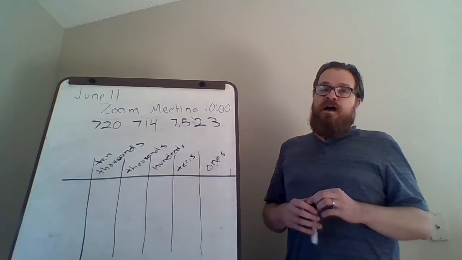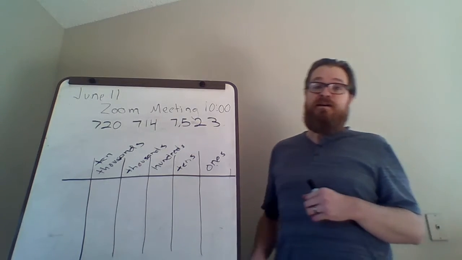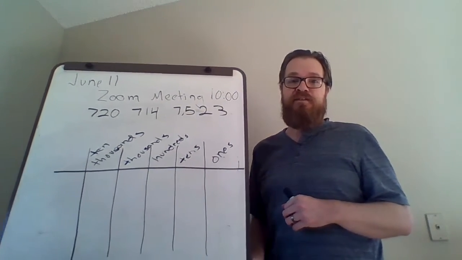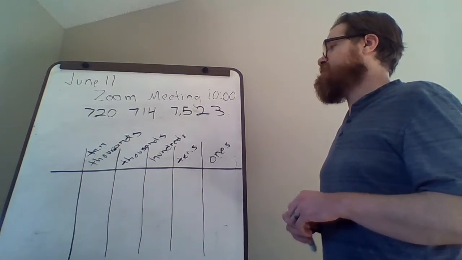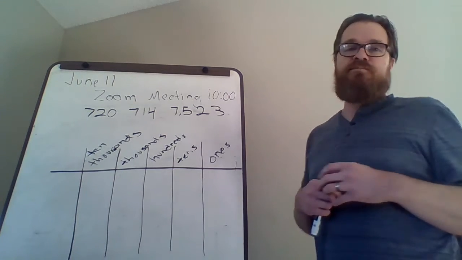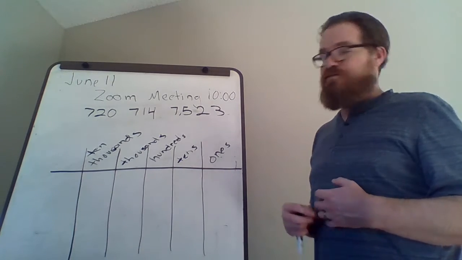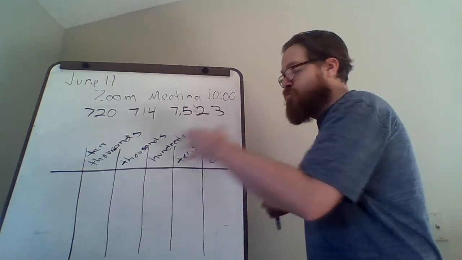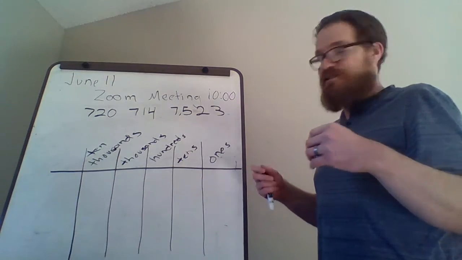Okay, so let's take a look at the type of problem that I am speaking about. I have three numbers over here on my board. I have 720, 714, 7,523. Now, the best way to compare and order numbers is to use a place value chart. Or you can make this for yourself. It's not very complicated.